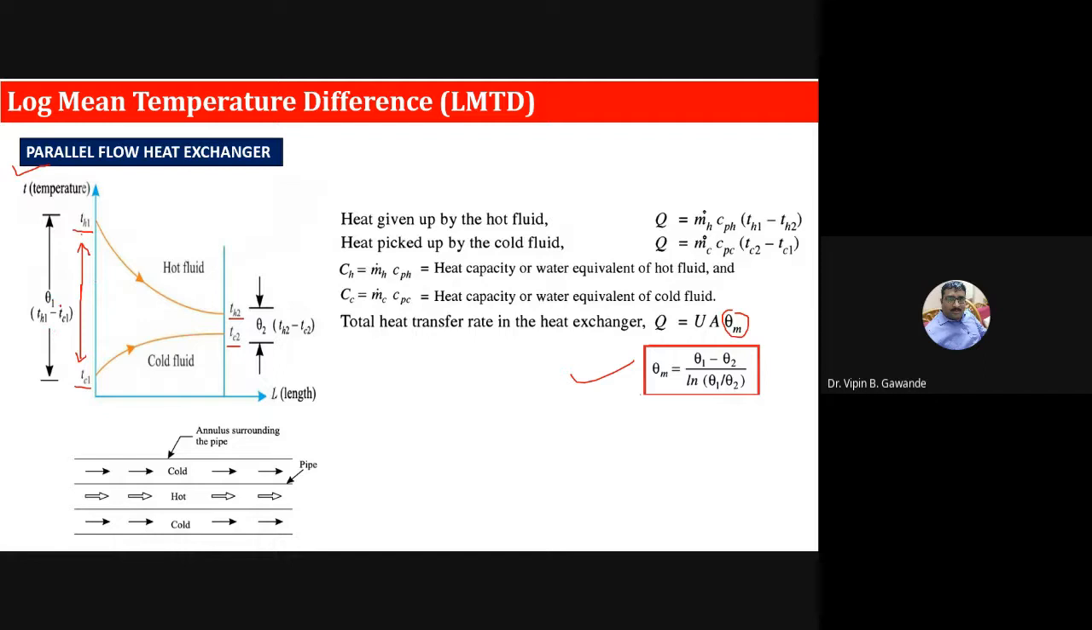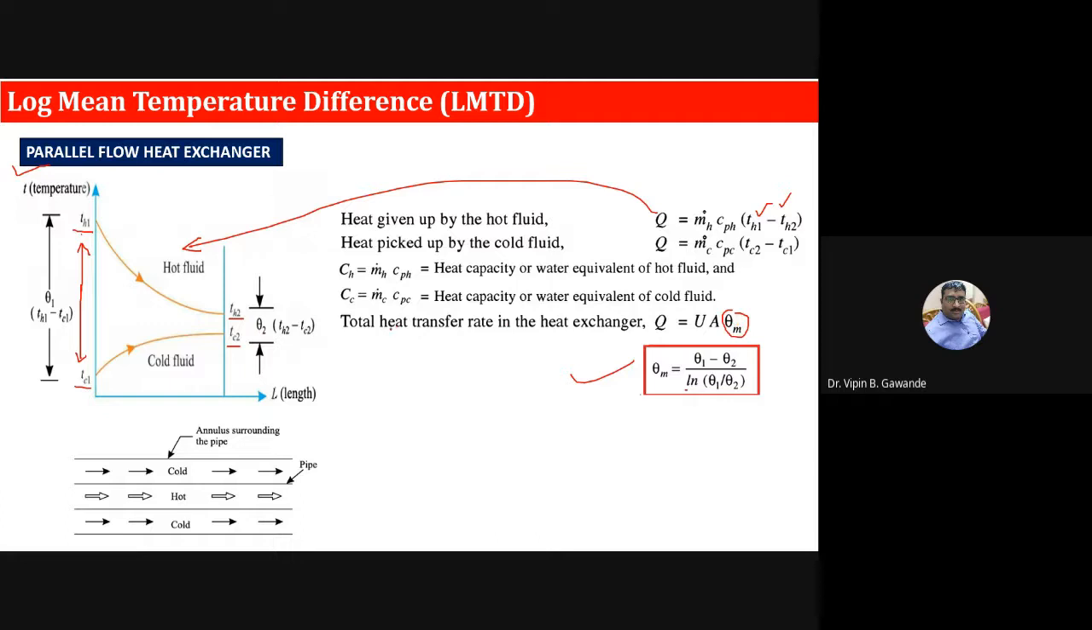So this is very important. For calculating this Q, you have to take the temperature difference Th1 minus Th2. While calculating theta 1, it is the temperature difference TH1 minus TC1. So this is theta 1. What is theta 2? TH2 minus TC2 is theta 2. And this is ln theta 1 by theta 2. So we'll get the value for this theta m.